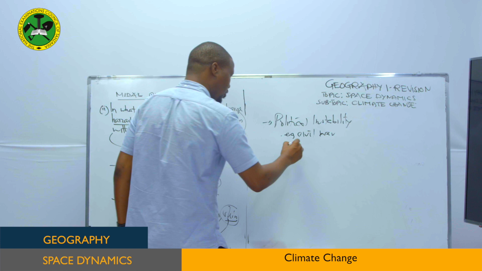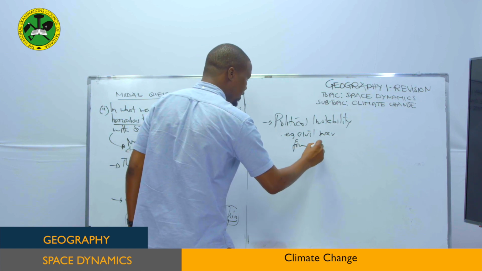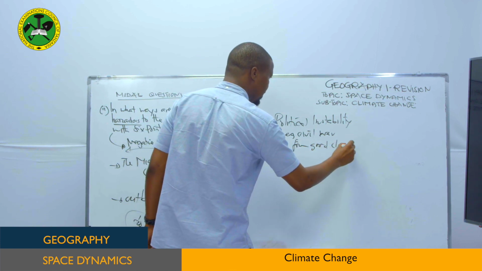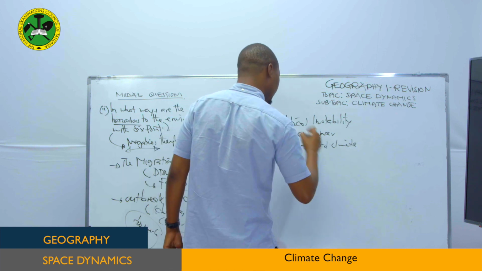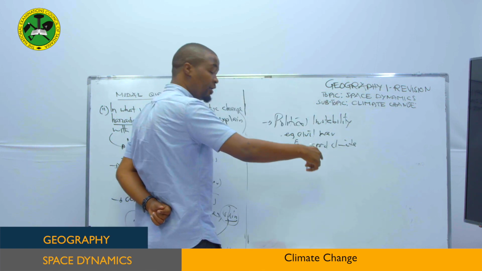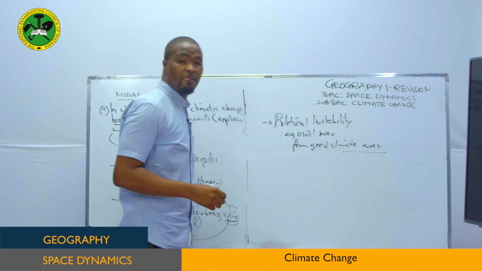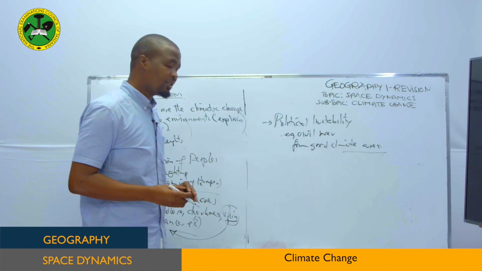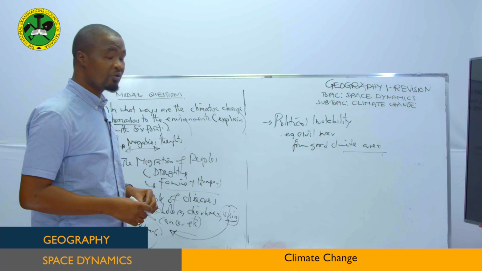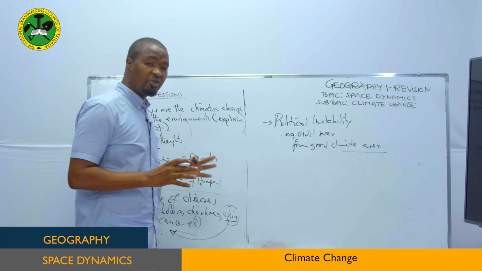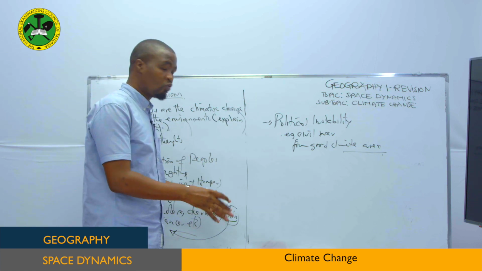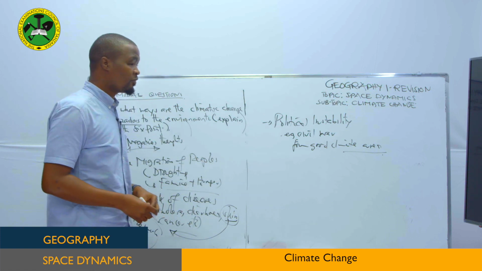People want to shift from a poor climatic area to a good climatic area so that they can run their normal daily activity. Are we together? We call it political instability. So climatic change may result in the political instability of a given area.